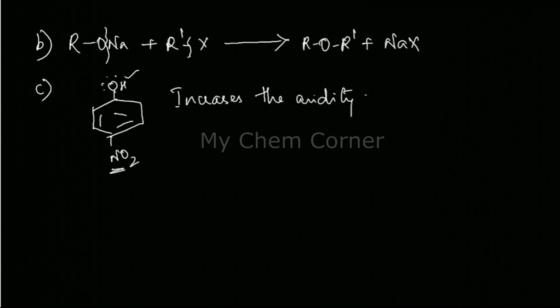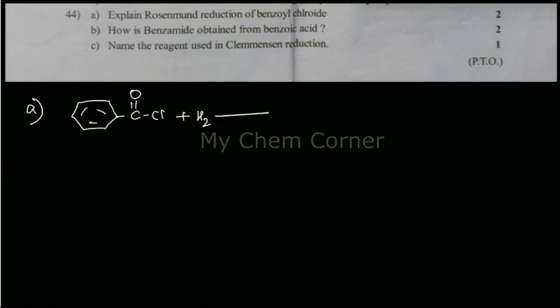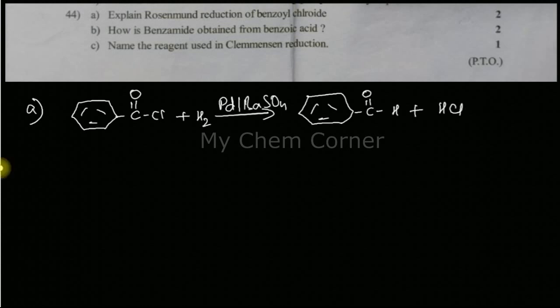Okay, now next question is 44th question. A part, explain Rosenmund reduction of benzoyl chloride. Okay, so here you can write that taking a benzoyl chloride plus H2 and palladium with barium sulfate. Now what happens here is a basic reduction reaction. Cl will move out and hydrogen will replace there. So here C double bond O H plus HCl. So this will give 1 mark.